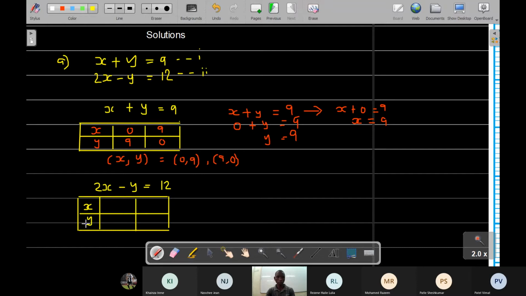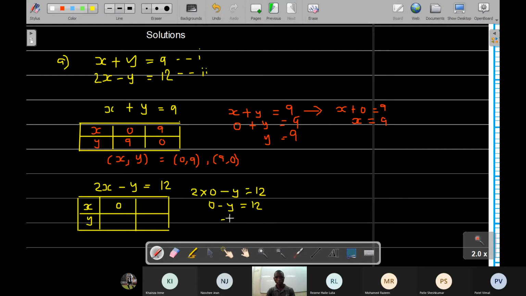So I let x be 0, and then we substitute in this equation. When we let x be 0, the equation will be 2 times 0 minus y equals 12. So you'll find that 2 times 0 is 0. So minus y gives us 12. So what is y?